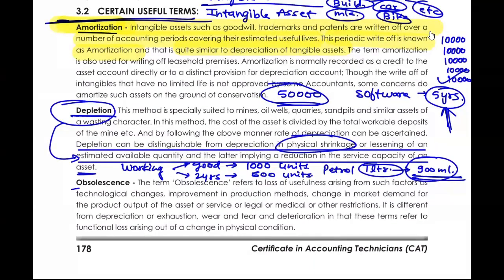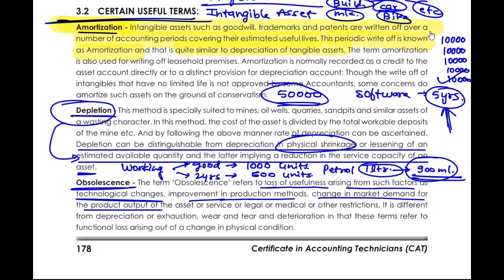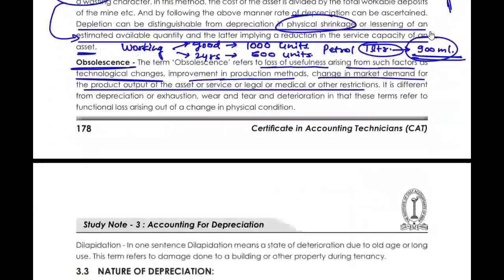What is obsolescence? We have already covered that. Obsolescence refers to loss of usefulness arising from factors such as technological changes, any improvement in production methods, change in market demand for the product output of the asset or service, or any legal or other restrictions. So in simple words, a change in technology is obsolescence.